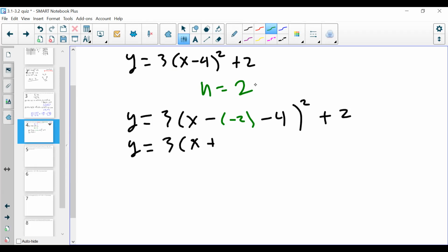So h is positive 2, so what you put in is a positive 2, so it's x minus a positive 2 here. So you add it together, you have x minus 2 minus 4 squared plus 2.